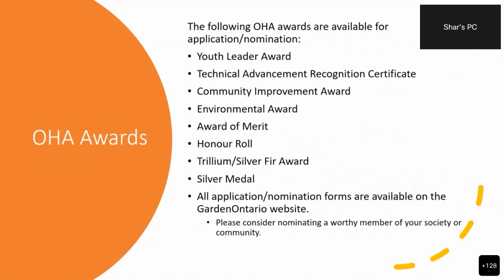For awards, all of the following awards are available for application or nomination. You can read them all there. They're all in the book. Applications, all the forms are available on the Garden Ontario website. And we would ask you to please consider nominating a worthy member of your society or your community, because some of those awards can be given to community members as well. There have to be worthy members in all societies and communities, and we'd really like to see more applications come in.